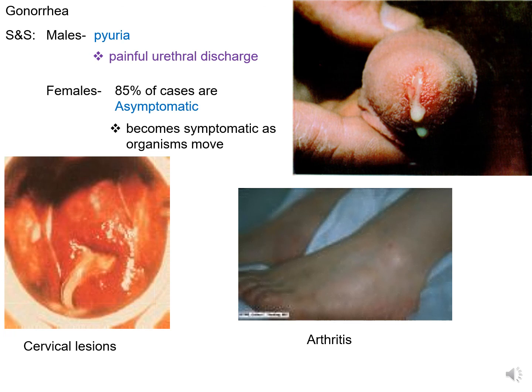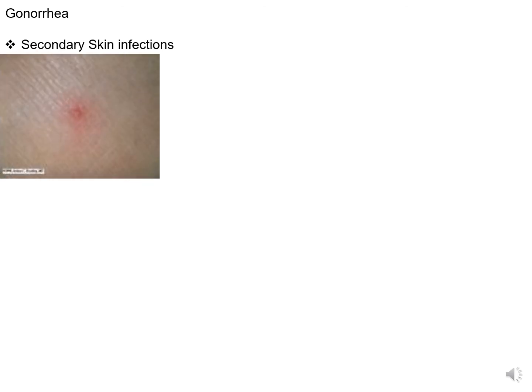And that's also going to lead to another form of transmission. Secondary skin infections will develop from this as the organisms, when they get into the joints, start to erupt through the skin. And that's a huge problem. Because now as it comes out through the skin, if there's any contact with the moist membrane, this can be transmitted. So it doesn't have to be transmitted sexually anymore.